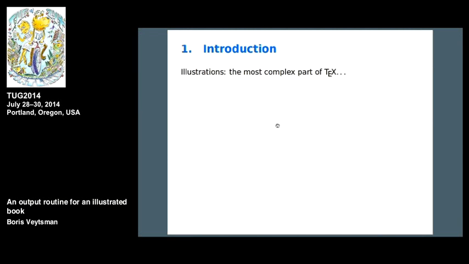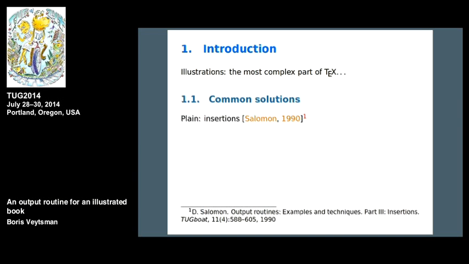Great. Okay, now the most complex part of TeX is the output routine. And the situation when the output routine becomes really complex is when you try to do illustrations, or let me say in LaTeX language, floats. When you try to do something floating, everything works badly.